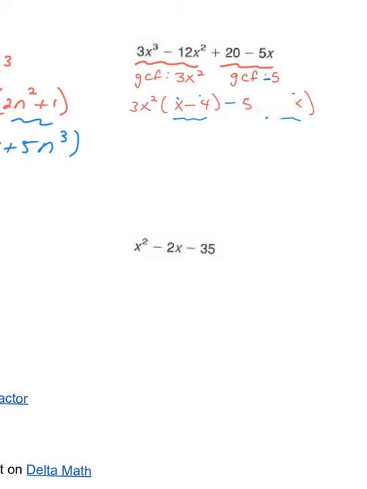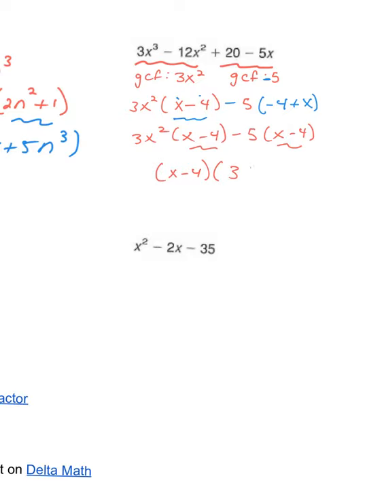So let's go ahead and fix this now. If I take out a negative 5, it would make negative 4 plus x, which can be rewritten as x minus 4. Now the two terms are exactly the same. So now I can go ahead and take out the x minus 4, that's the same for both, and I can write what's left after I remove it.